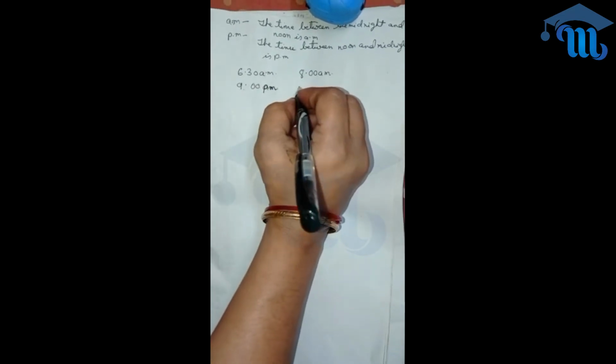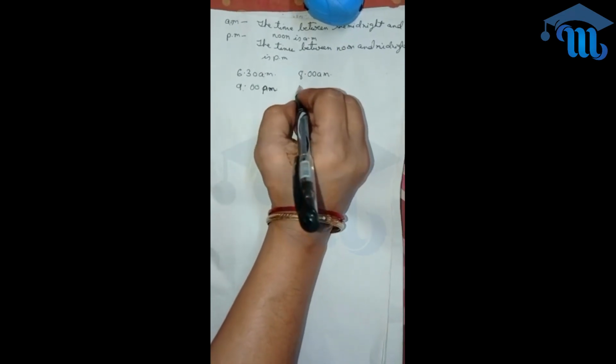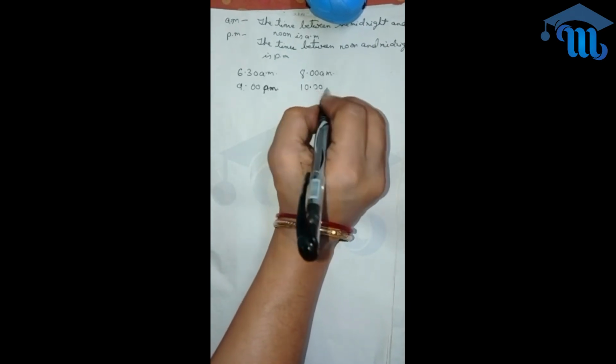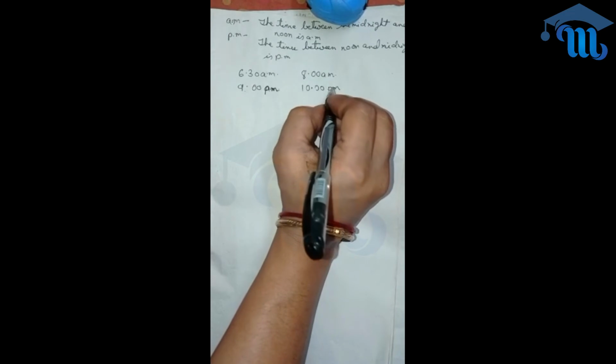Again, suppose you go to bed at night at 10 o'clock. So it will be 10 what? PM. So, understood?